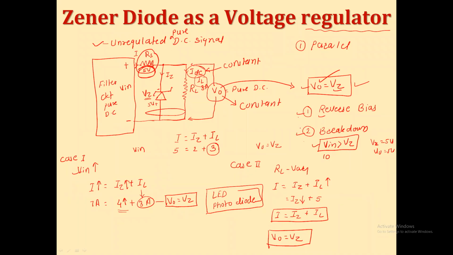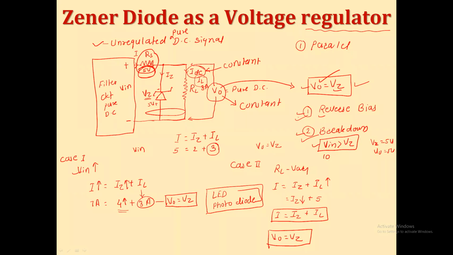The first MCQ is like this: the Zener diode is always connected in forward bias, reverse bias, or both ways? Your answer should be reverse bias. The second MCQ may be like this: the Zener diode is operated in which region? Your correct answer should be the breakdown region.